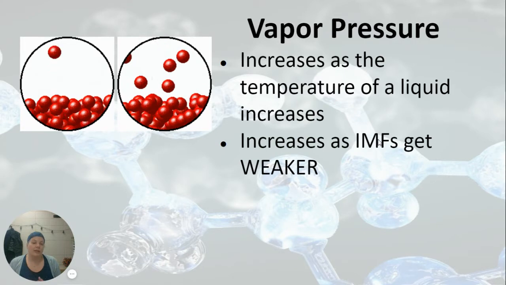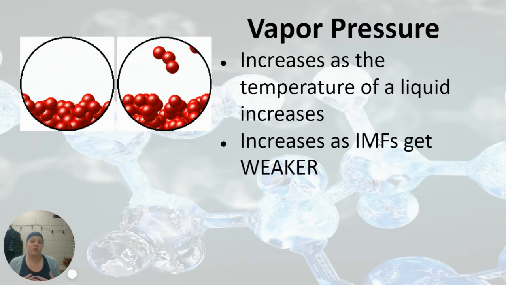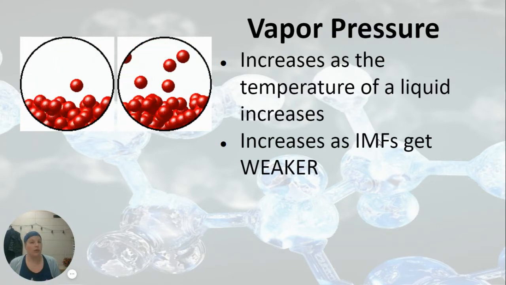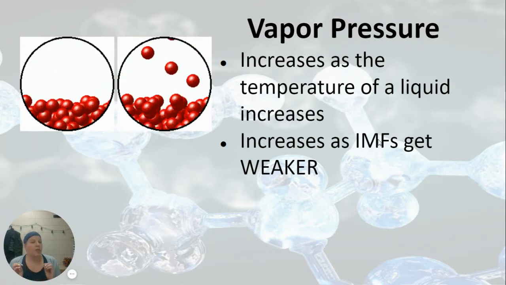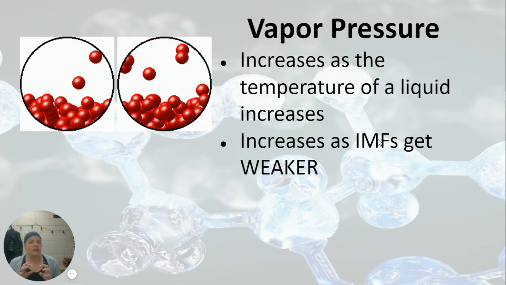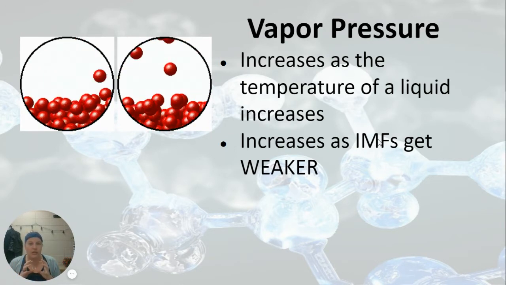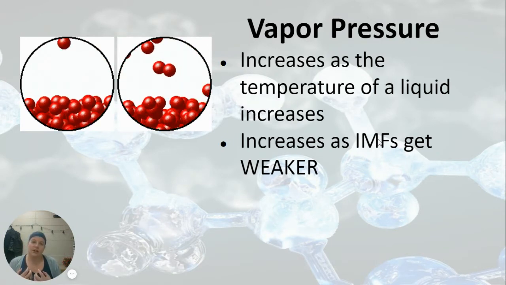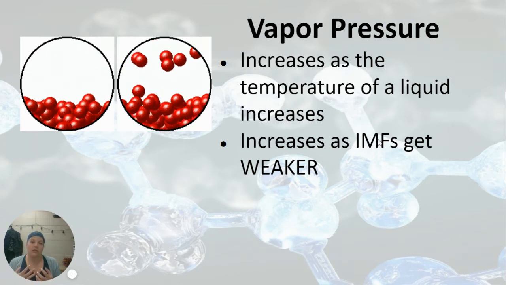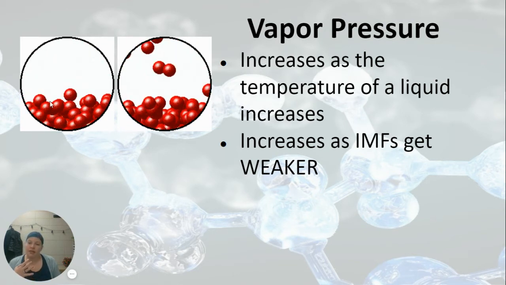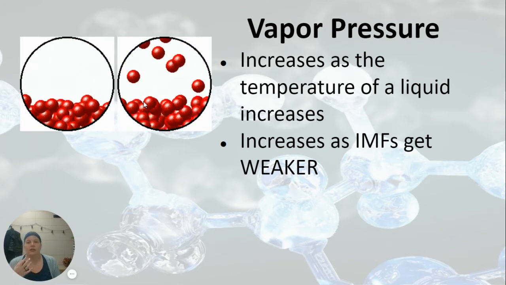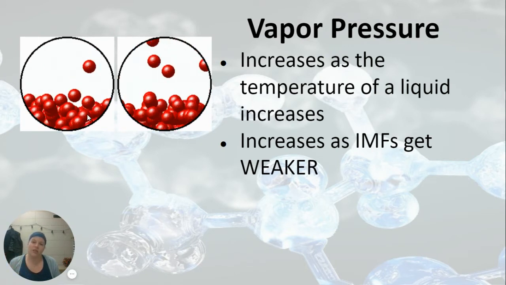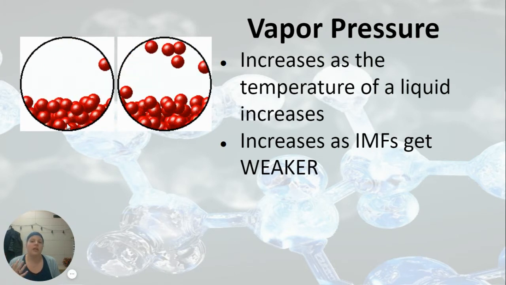The other way to increase vapor pressure is actually to have weaker intermolecular forces. So if you think about intermolecular forces as the glue that's holding something together, if the glue is not as strong, it is easier for that vapor to escape. So you can kind of think about these pictures also as two things that have different types of intermolecular forces.